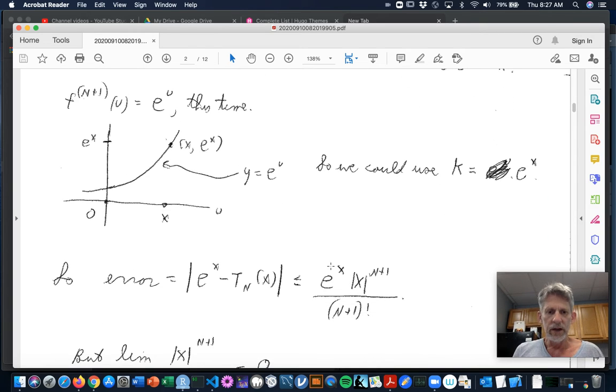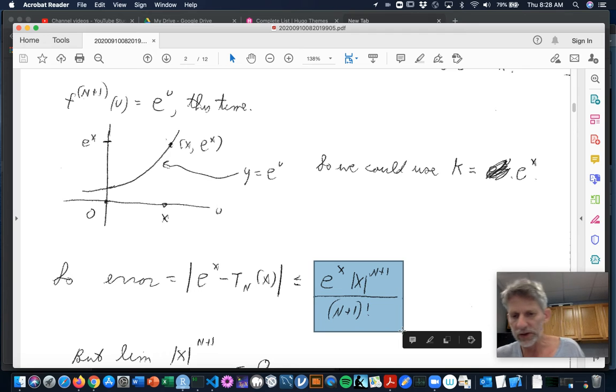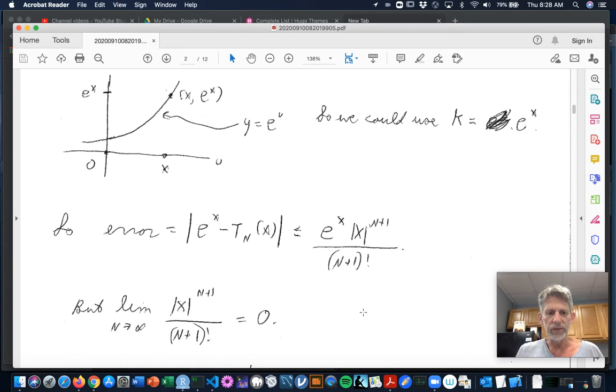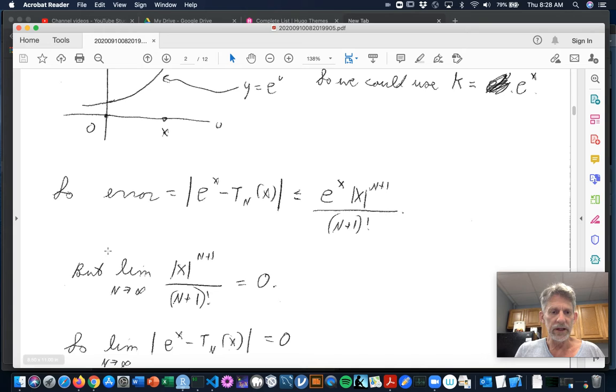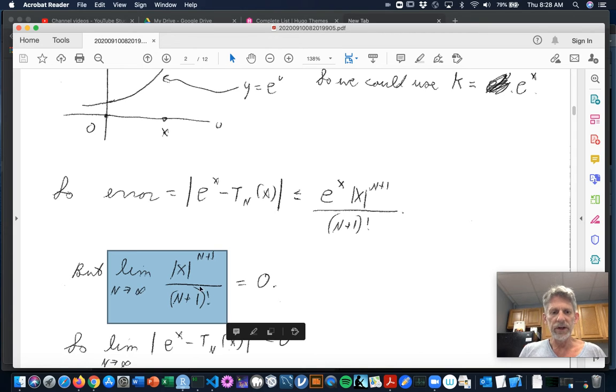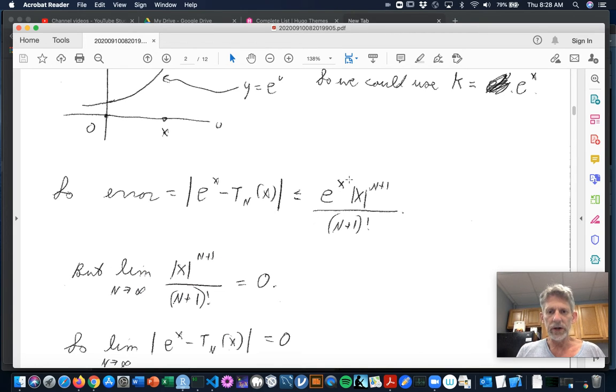So I'm guaranteed that the size of the error has to be less than or equal to e to the x times x to the capital N plus 1 over capital N plus 1 factorial. Now remember, x is arbitrary, but once you've picked it, it's not what's changing here. As I take my capital N to infinity, the x is just staying what it is. The capital N's getting bigger. What's the limit as capital N goes to infinity of this part right here?